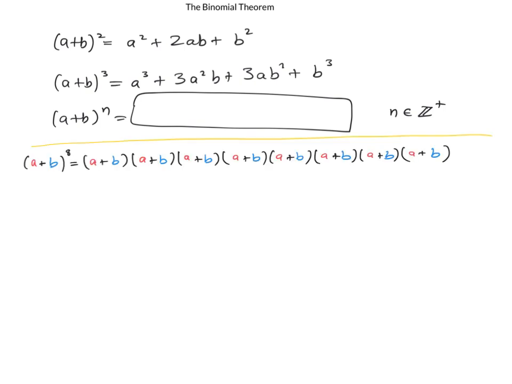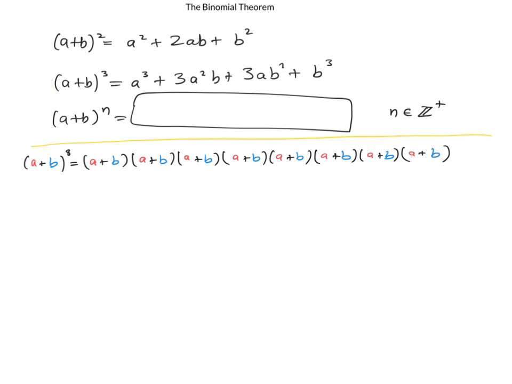So for example, let's look at a plus b to the 8th. What that really means is a plus b times a plus b, etc., 8 times. So there's 8 of these a plus b's being multiplied together. And any term that I end up with when I'm done will select exactly one of the terms from each of these factors and multiply them together.